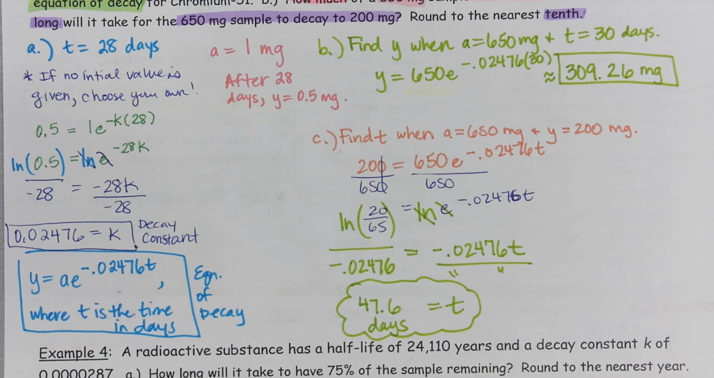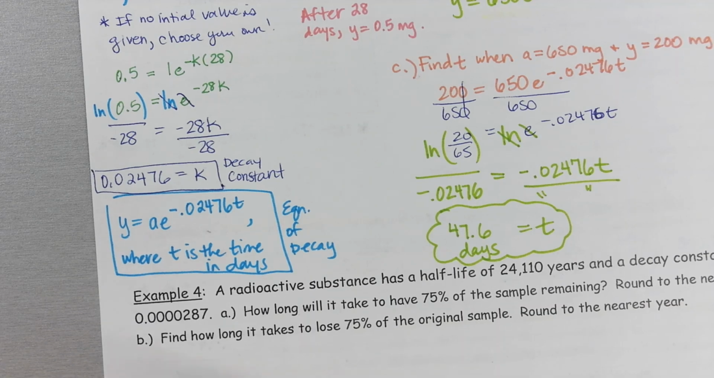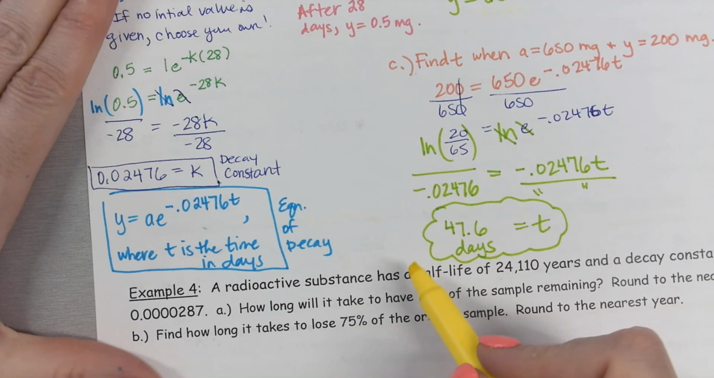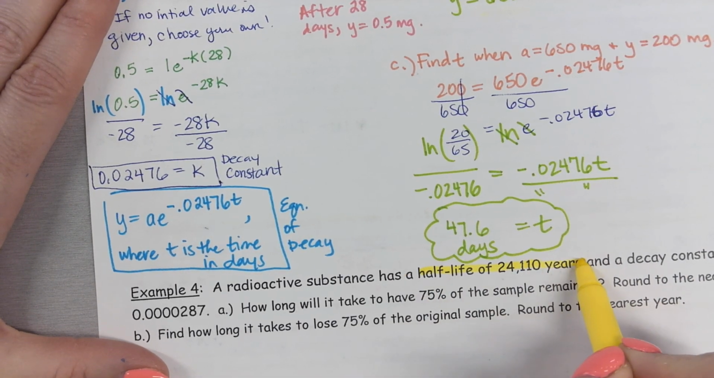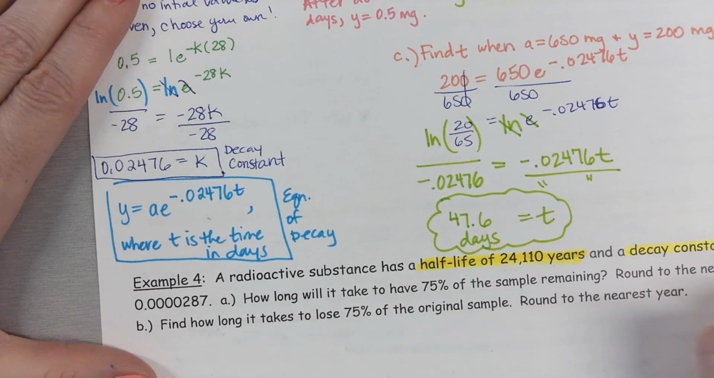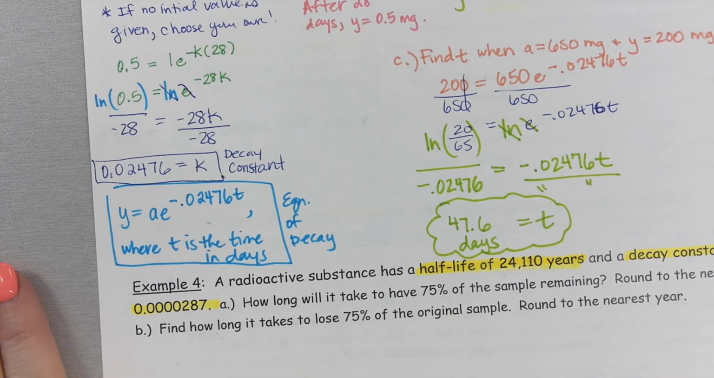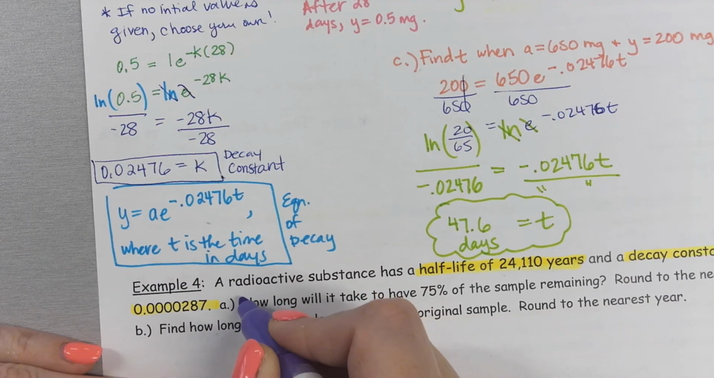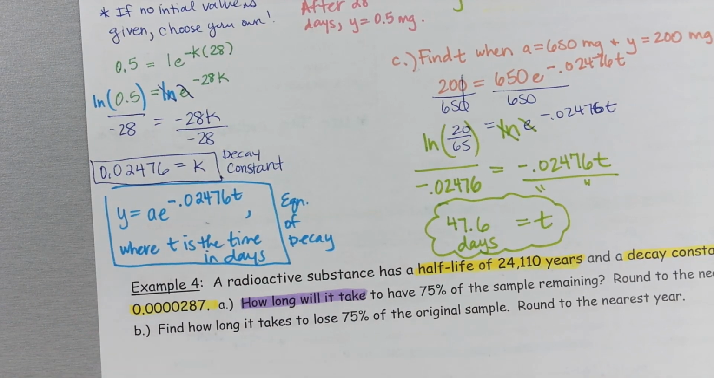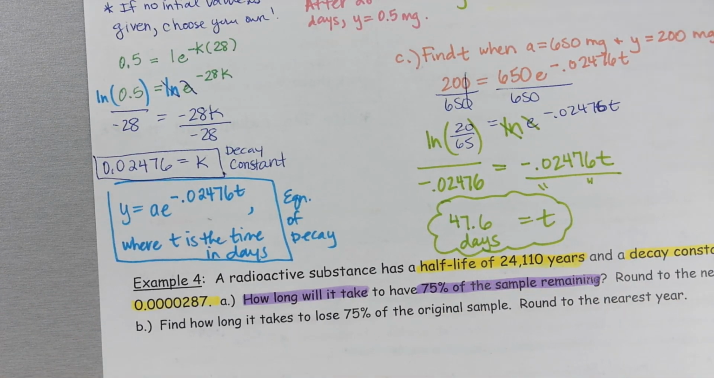All right, so what's different about example 4? Yes, they gave you a percent. And look at this substance, this radioactive substance has a half-life of 24,110 years. Long time. Okay, and they also give you the decay constant. So it's asking you again, how long will it take? So we know that we have to find a value of t. Okay, so how long will it take to have 75% of the sample remaining?